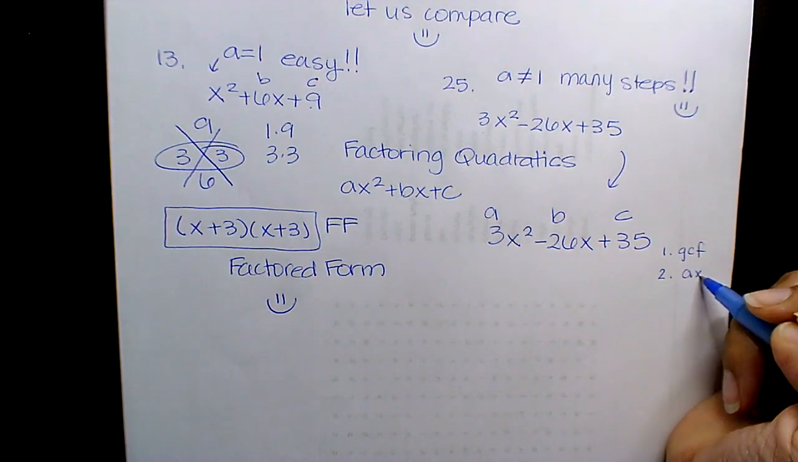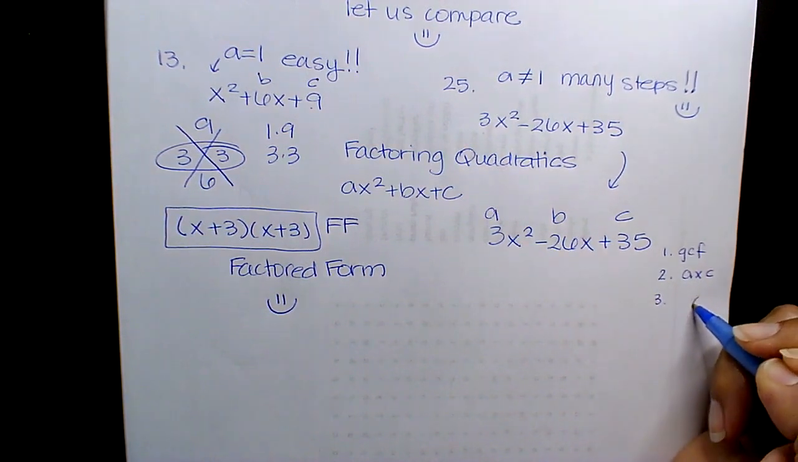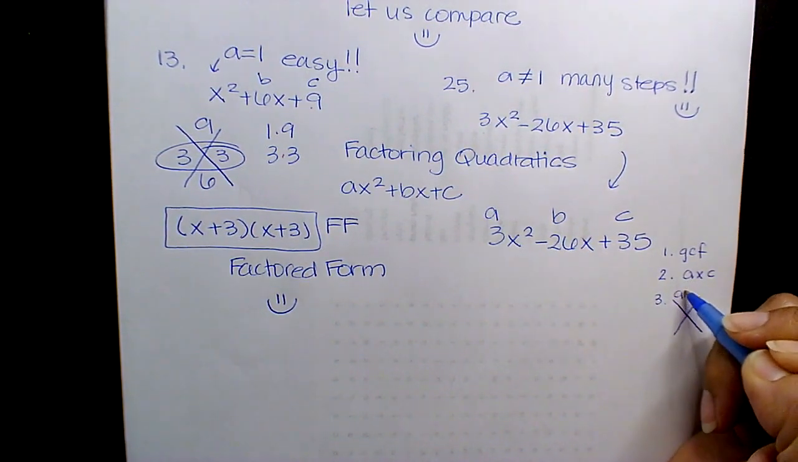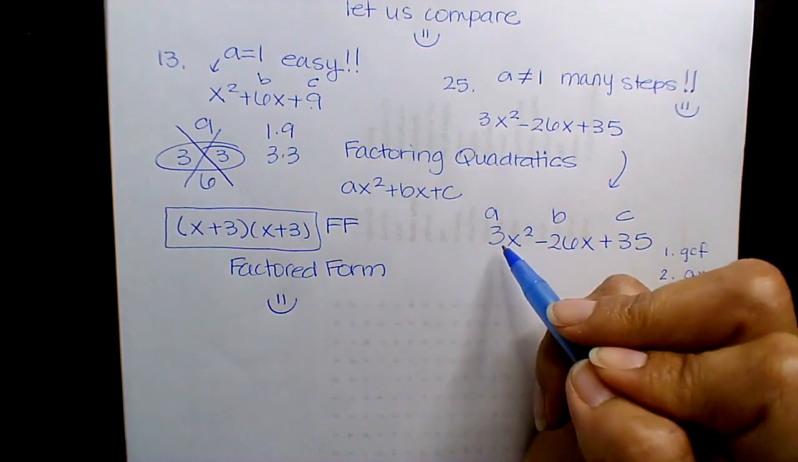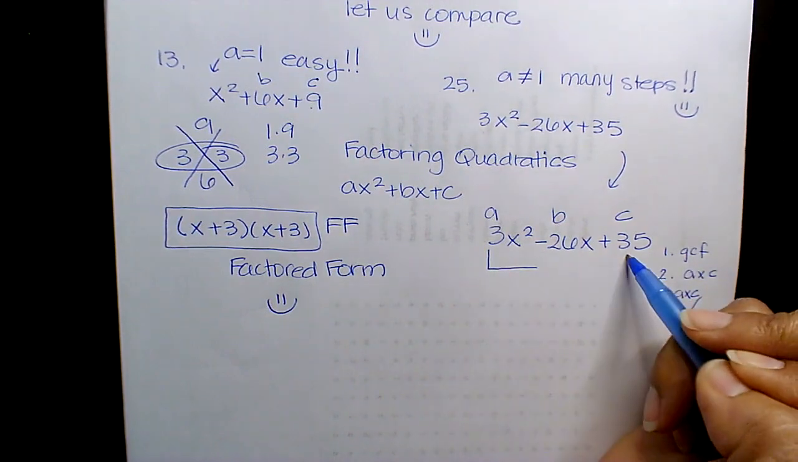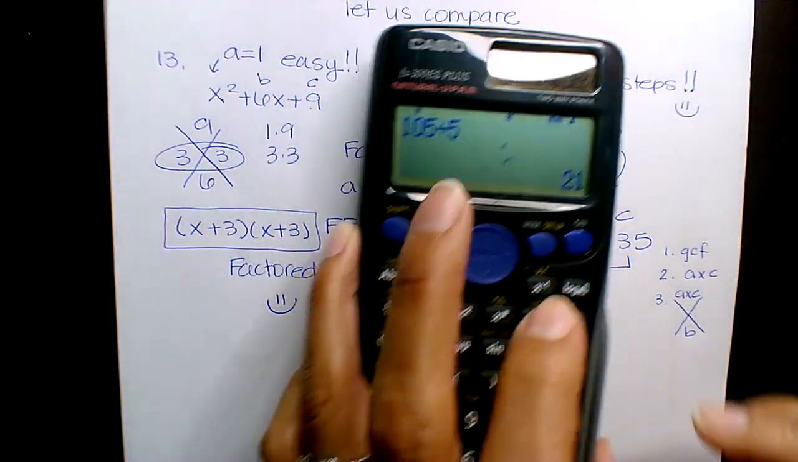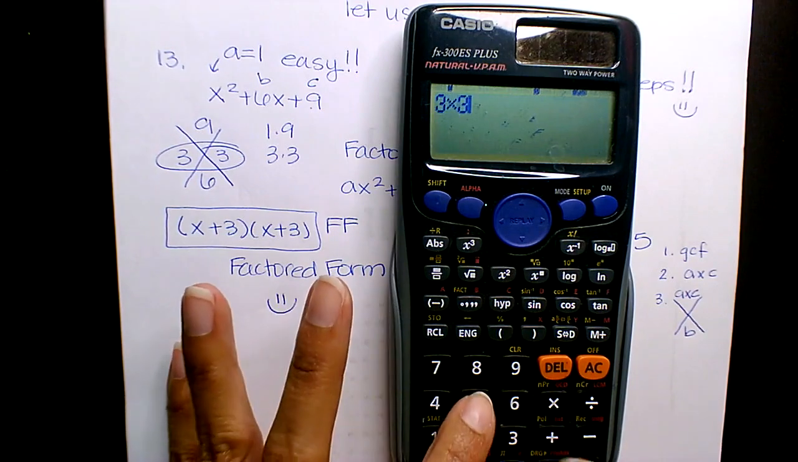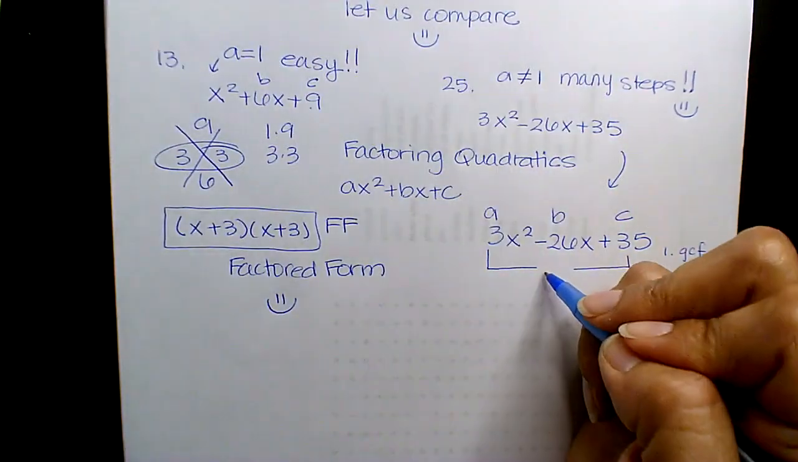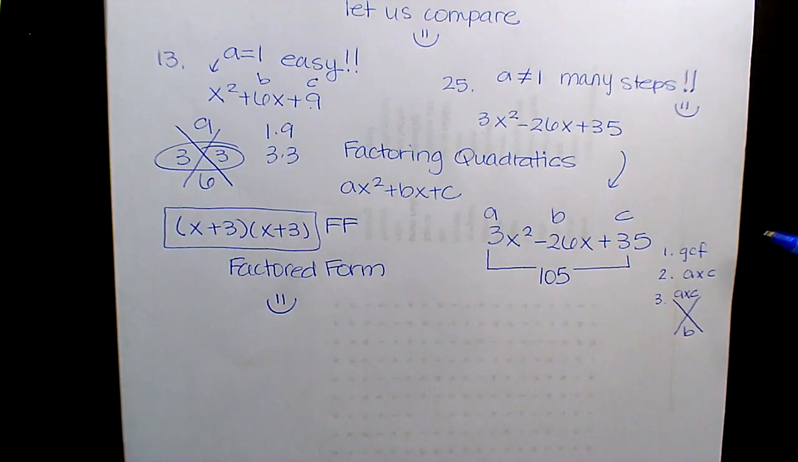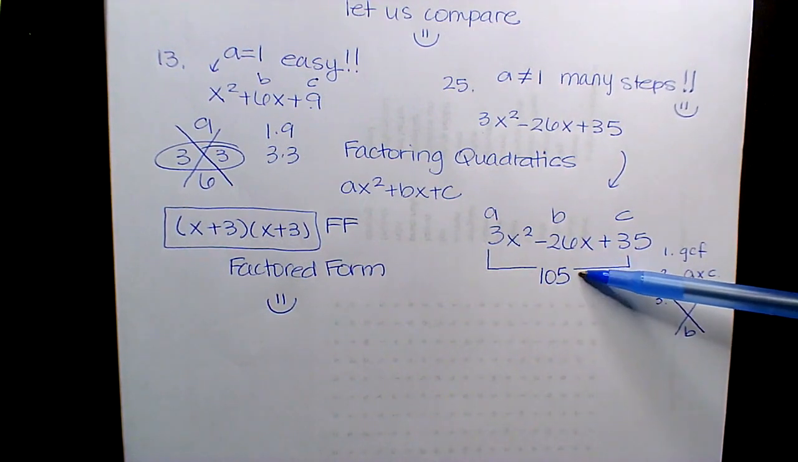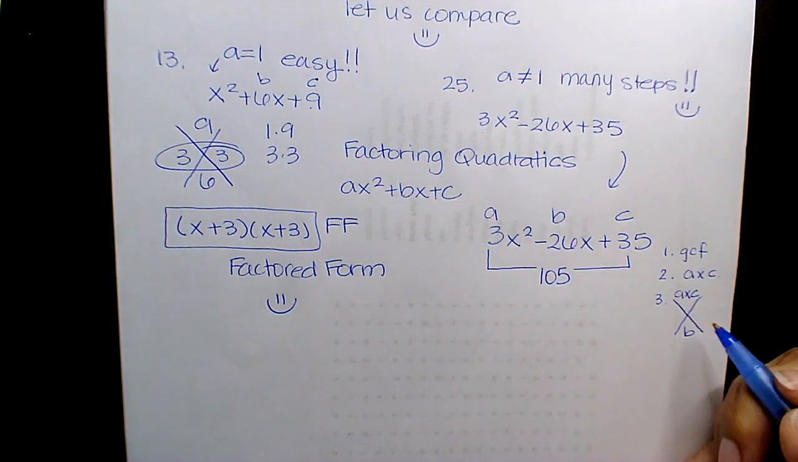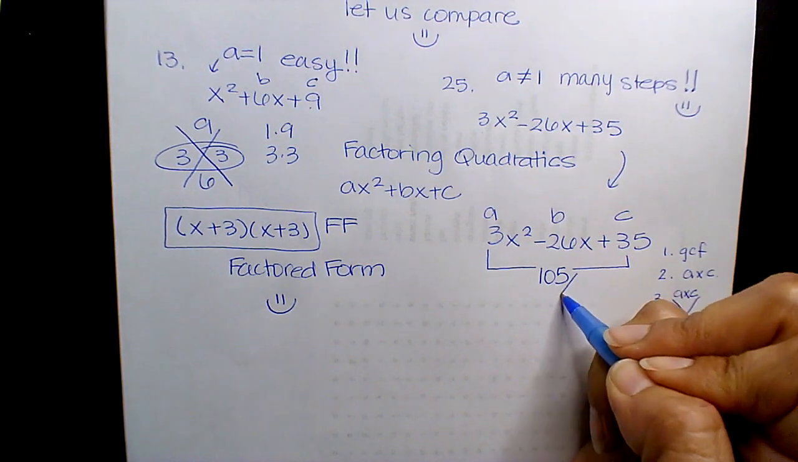You're going to go a times c, and then the third step is we're going to do the magic x, but we're going to put a times c as the top and b as the bottom. Okay, so let's do that. A is 3, c is 35, 3 times 35 is 105. So the second step is complete. You always multiply the a times the c value, always. That's 105. Next, go ahead and do your magic x, or the diamond method.